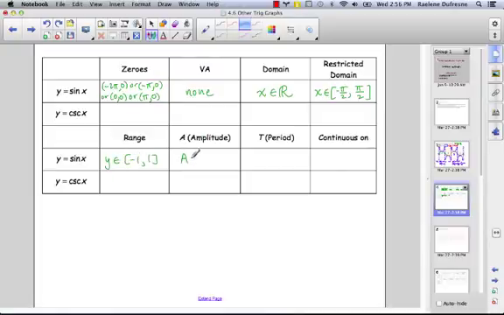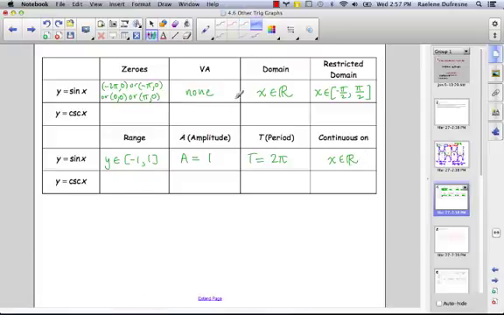The amplitude is the distance from the baseline to the maximum or minimum. So the basic trig function, the basic sinusoid, has an amplitude of 1. The basic period is 2 pi. It takes 2 pi radians before the graph repeats. And the function is always continuous on the domain. So it's continuous on x contained in the reals.